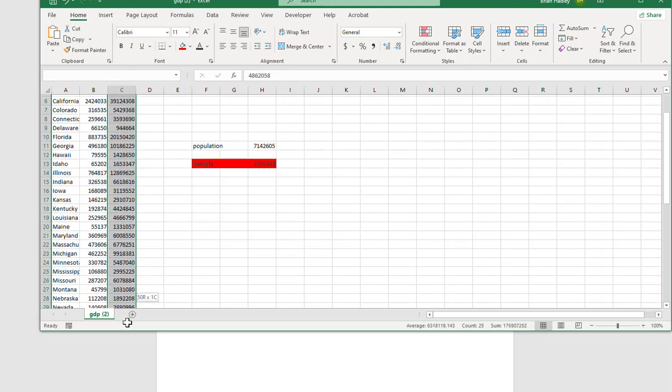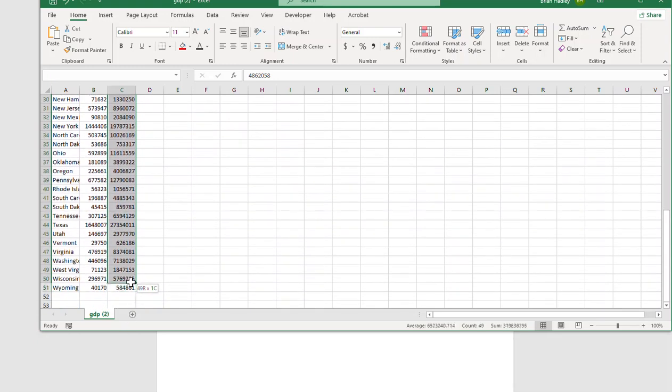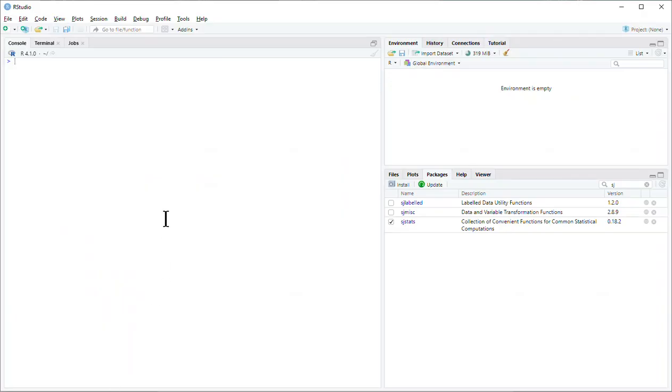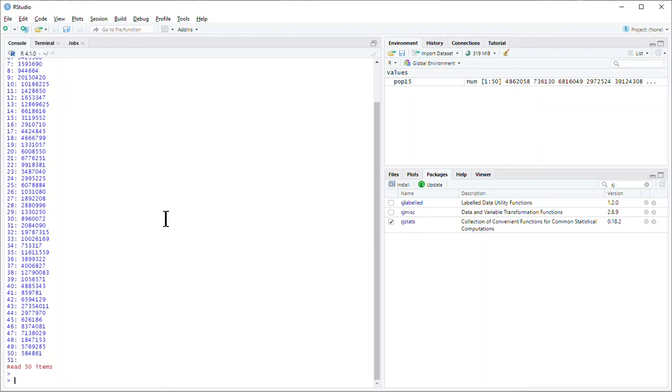So let's take a look at R. I'm going to copy this data of the 2015 state populations and look at R. I'm going to do population15, and that's equal to scan. I'm going to use the scan command. It reads all 50 states. So if I use the standard deviation of population15, then I get this number, 7215121.